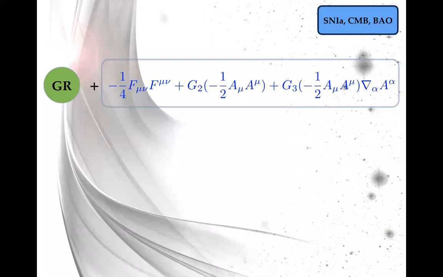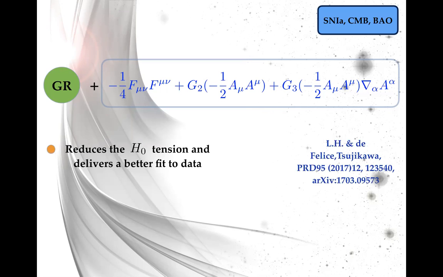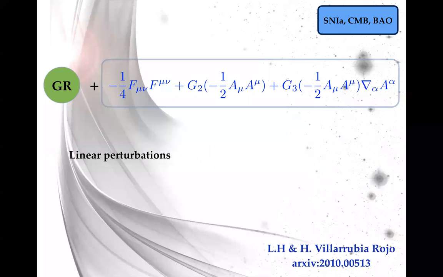I'm giving the example again with this cubic vector Galileon. As I told you, we have shown that this reduces the H0 tension and delivers a better fit to data. This was already only at the background level, so basically just the background evolution and taking the distance priors from CMB and supernovae. If you want to include all the fluctuations from the CMB, you have to take this theory and put it into a Boltzmann code. So this is what we did.